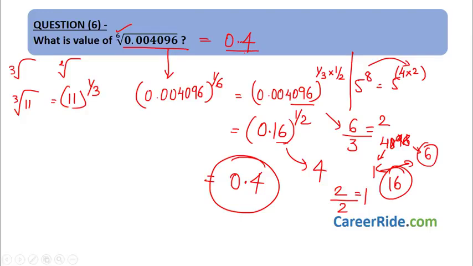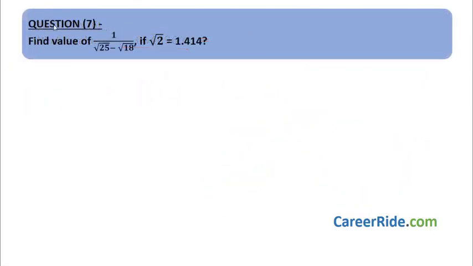See how easily we got this. Question number 7. Find the value of 1 upon root of 25 minus root of 18, if root of 2 is 1.414. Now this might look like a complicated sum, but it is not.